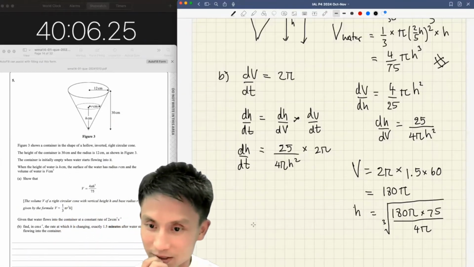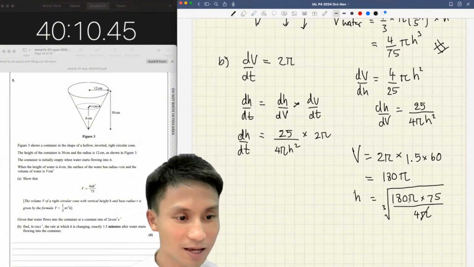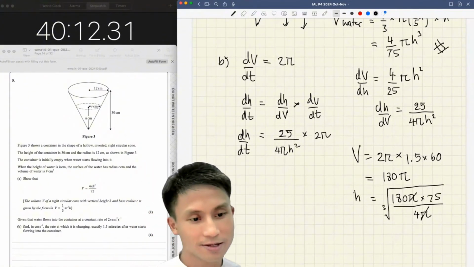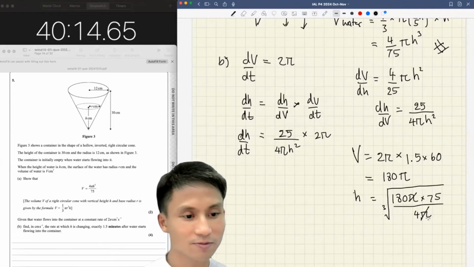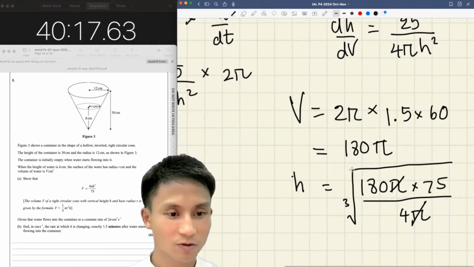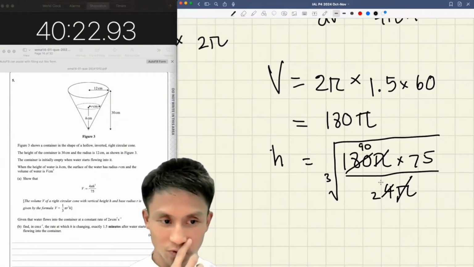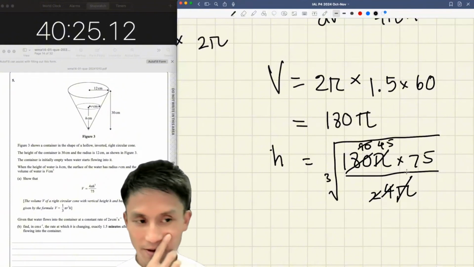Okay, so we don't need to find it in any exact value. That's good. Okay, pi cancel. It seems like I might be able to just simplify these if I want to, but let's see. So 2 cancel that, I get 90. 2 here, I get 2. 2 cancel again, I get 45.